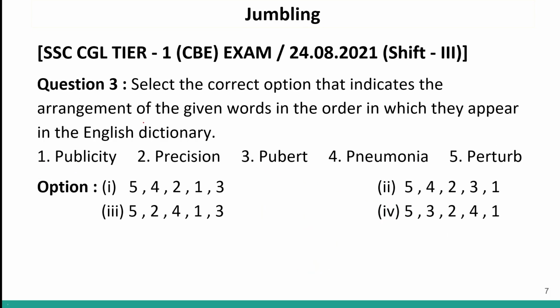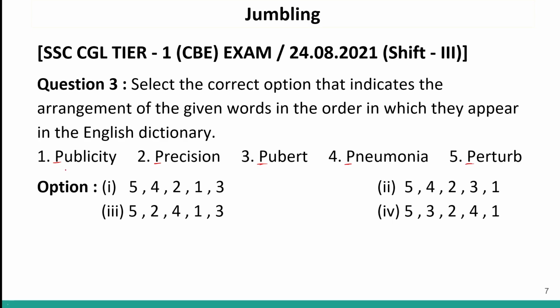Now, again, we have to arrange these 5 words in English dictionary order. So we have publicity, precision, pubert, pneumonia and perturb. Now, I can see that P is common in all. So P, P, P, and P. Let us look at the next word.